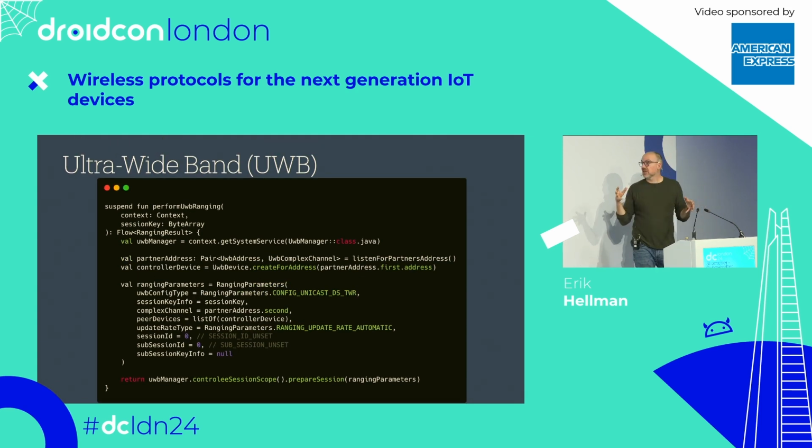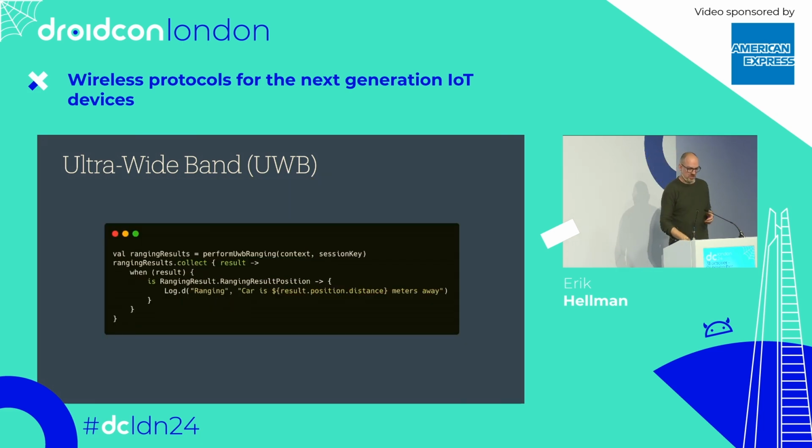Once you have the session up, you get a flow with ranging information, or ranging result, that you can subscribe to and get updates whenever it changes. You can tell how far away the device is. You can even tell which angle from your phone it is, if that is supported by both devices.